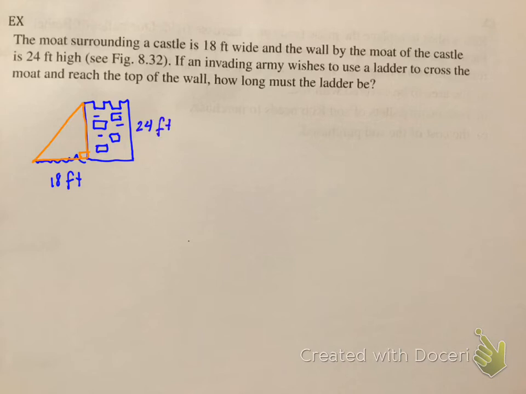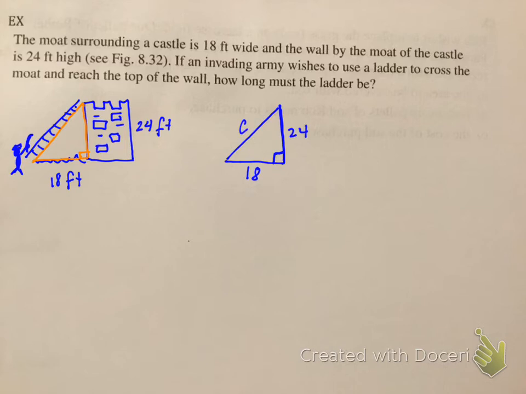Okay, so if I redraw the triangle without the pictures, I have 24 feet here and 18 feet here. This is a right triangle because we're assuming that wall is nice and straight. And we want to know how long the ladder is. So this guy is trying to invade here. That's his sword. So how long is the ladder? That's going to be X. You know what? I'm going to change this from X to C just because we're using Pythagorean theorem.